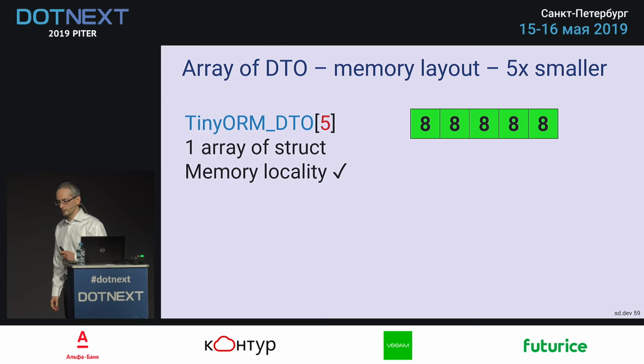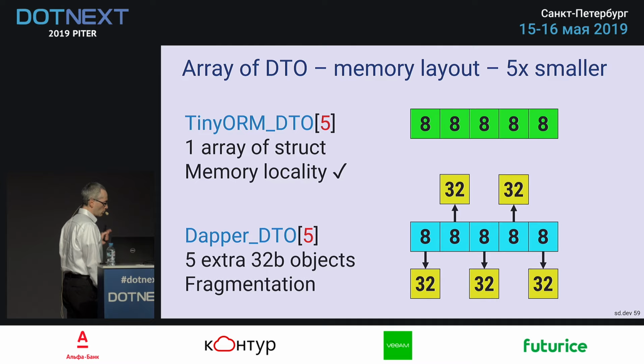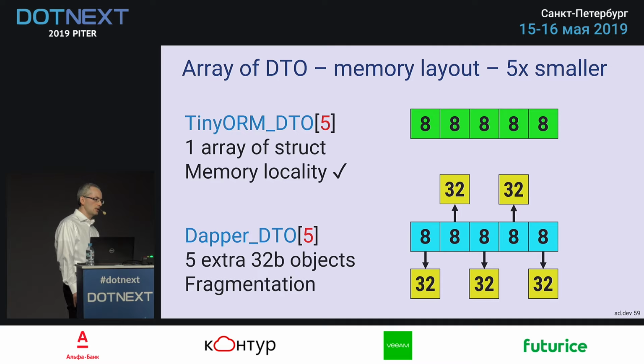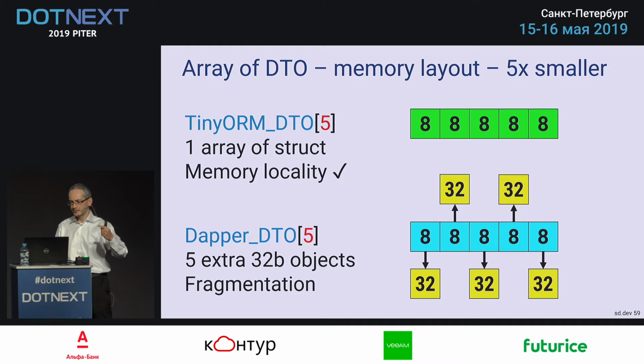How does the picture look for the Dapper equivalent? Again, we have an array of Dapper DTO with 5 elements, shown there in light blue. The array itself is the same. It's 5 elements clustered together. Each cell contains 8 bytes, but that 8 is no longer a structure. It's a pointer to another object that we've just seen. And that other separate object occupies an additional 32 bytes.